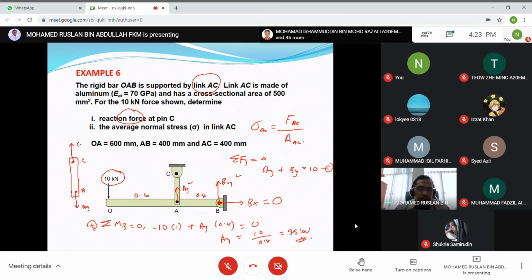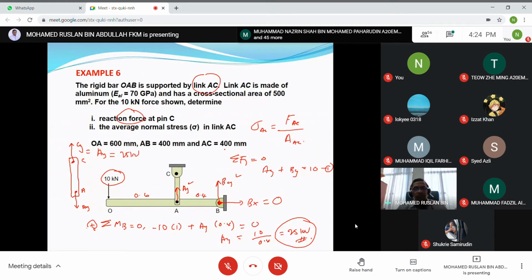So this is CY, and CY must be the same. If you apply the formula total FY equal to 0, then CY equals AY. So AY equals 25 kilonewton. This is the answer for part 1: AY equals CY equals 25 kilonewton.